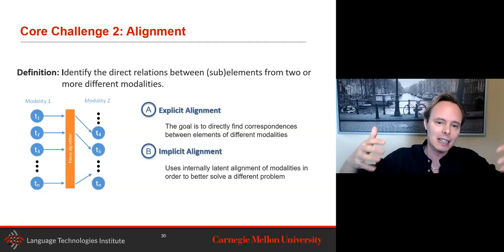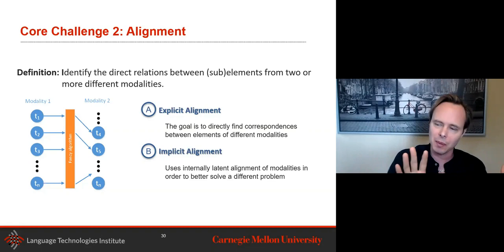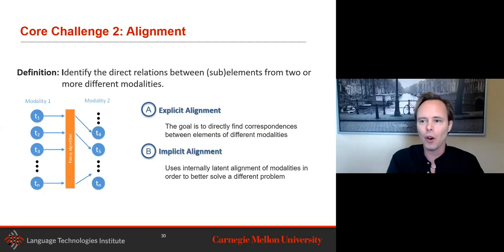Explicit alignment means your goal, your loss function, your task is to align things together. Let's say I give you a corpus with a bunch of images and a bunch of text, and I say match them together, or a video of a recipe and the cooking, I want to align that, or a do-it-yourself video and the instructions. That's explicit alignment. The loss function, what you're optimizing, is going to be the alignment.